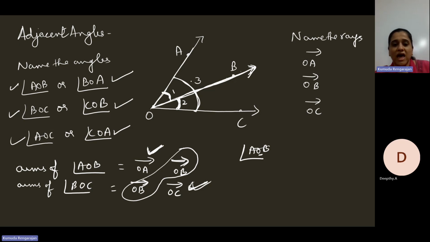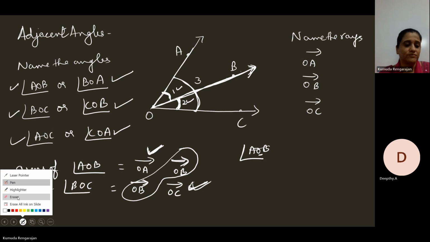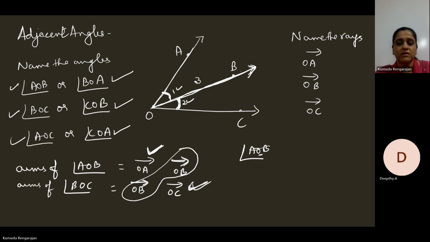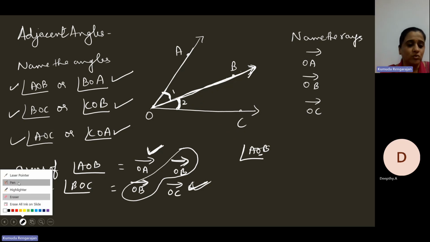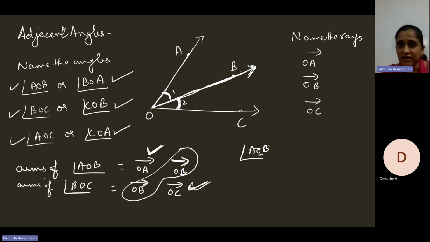So which two angles? Angle 1 and angle 2. In this figure, angle 1 and angle 2 are called adjacent angles because they have the common vertex O, common arm OB, and their non-common arms OA and OC lie on either sides of the common arm OB.